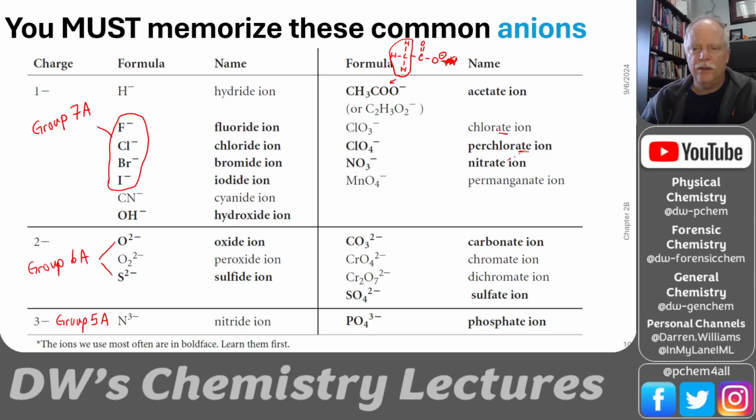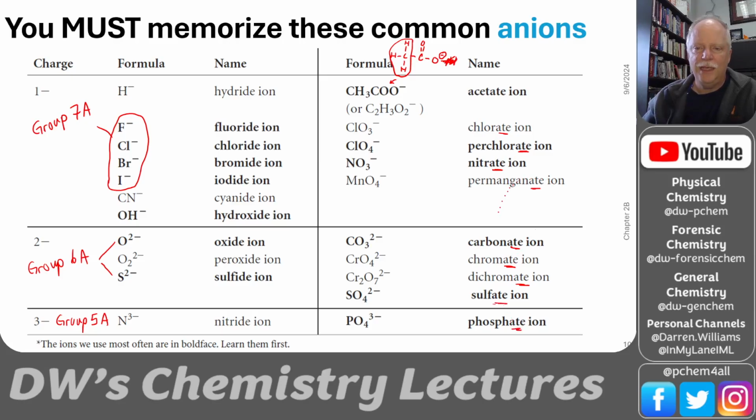These -ates are very common. These are the oxyanions. They have oxygen in them. Here's carbonate and chromate and dichromate. You see, it's kind of like two chromates. That's why it's dichromate. And the sulfate and the phosphate.